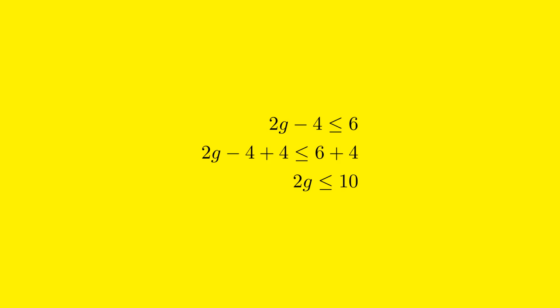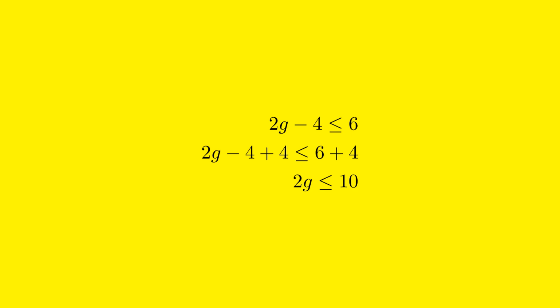Step 1. To solve the inequality 2g minus 4 less than or equal to 6, we need to isolate the variable g on one side. First, let's add 4 to both sides of the inequality. Adding the same number to both sides of an inequality does not change the inequality itself. This step helps to eliminate the minus 4 present on the left-hand side.